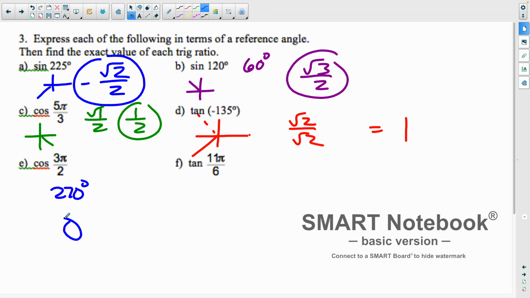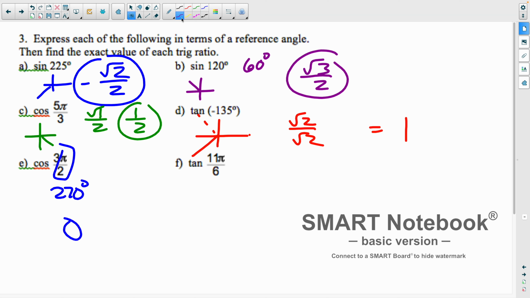What's your reference angle if you wanted to do reference angles? Pi over 2, which is a 90. Put your 90 finger down. What's cosine? 0. There's nothing up there, so it's 0, so you can do it that way as well. I did double check.